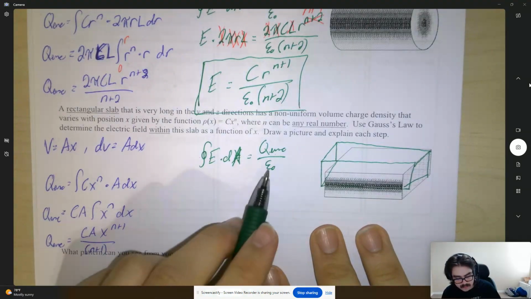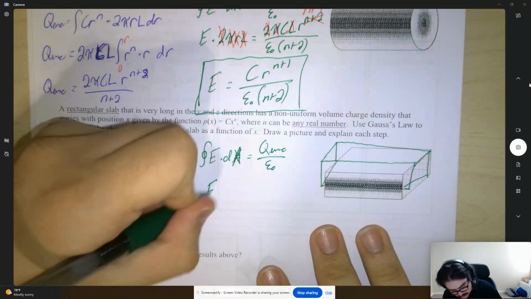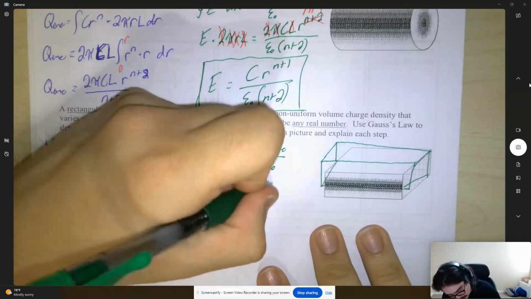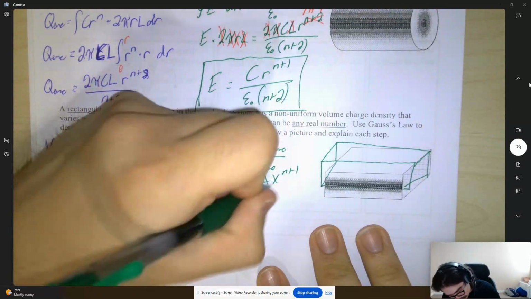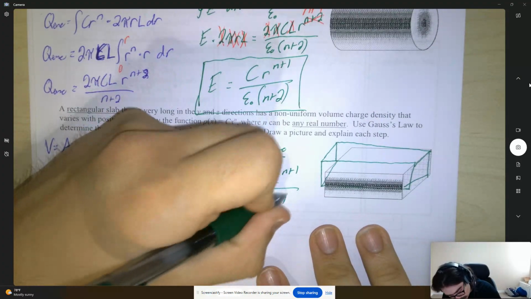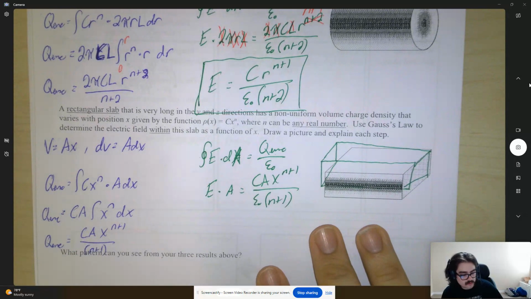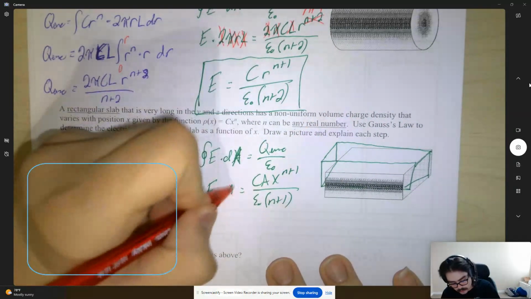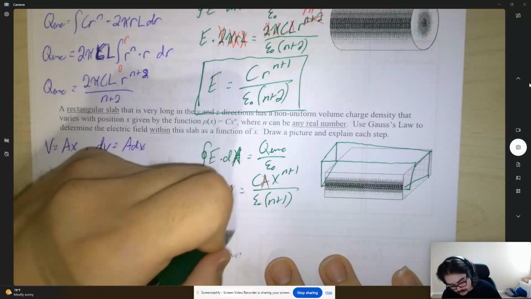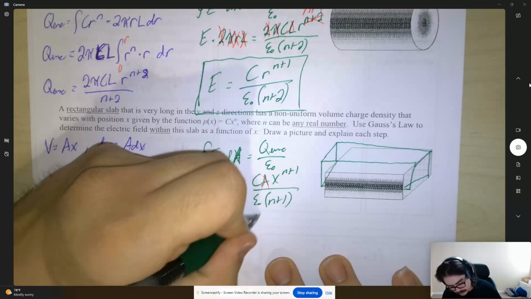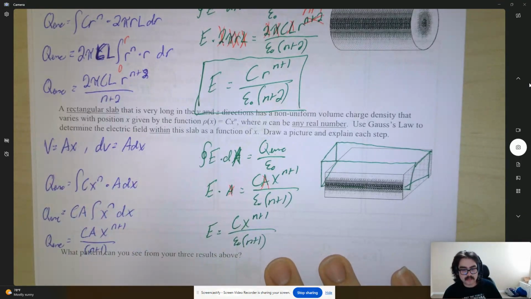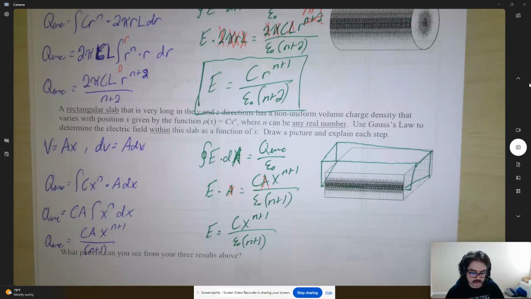So then this is going to be E dot A equals the enclosed charge CAX to the n plus 1 over epsilon naught times n plus 1. And then you'll notice that your A's cancel out, and this is also super, super simple. You get the E field is equal to CX to the n plus 1 over epsilon naught times n plus 1. Beautiful, incredible.